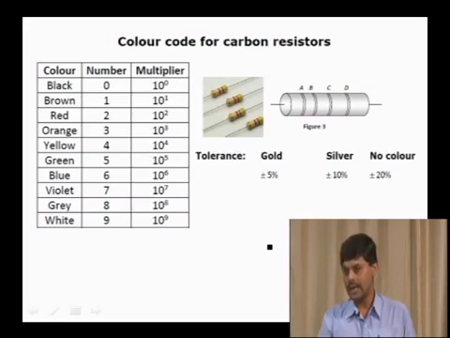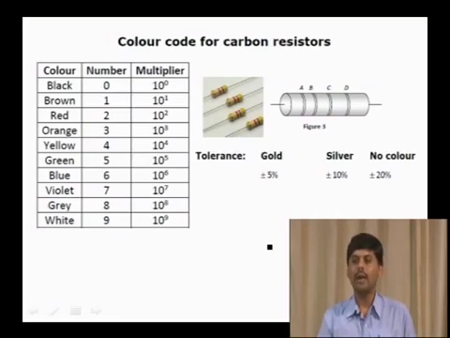On the left side of this diagram, the type of resistor is given, and on that diagram there are four bands A, B, C, D. The first band indicates the first significant digit, the second band indicates the second significant digit, the third band indicates the power of 10, and the fourth band indicates the tolerance band.